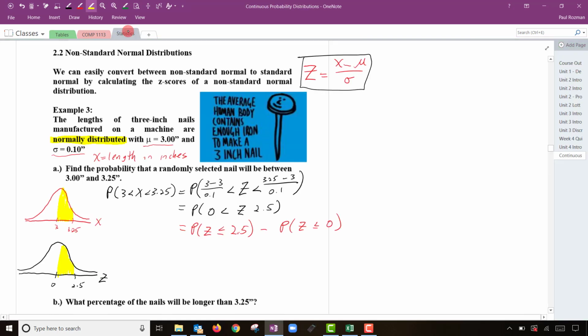We can jump back over to our problem here. This area here is not 0.9938. It was just this piece of it. We're taking away this piece, which is 50% of it. So our answer is 0.4938. 49% of our nails have a length between 3 and 3.25 inches.